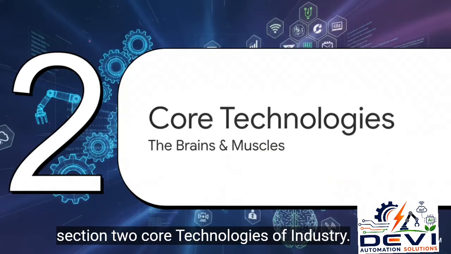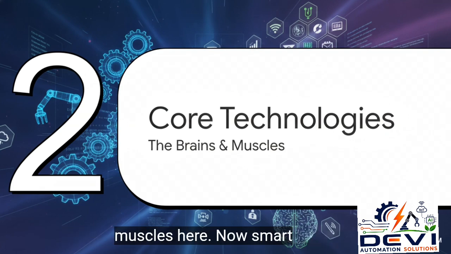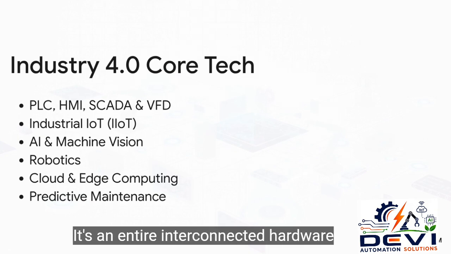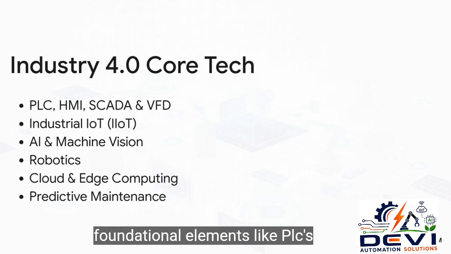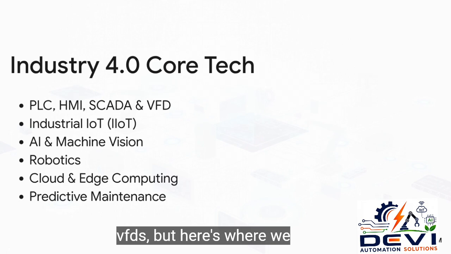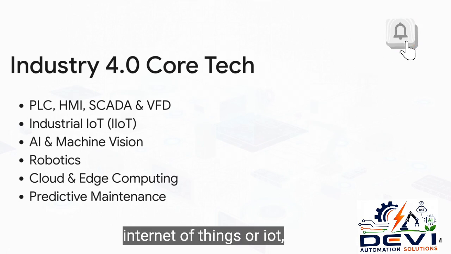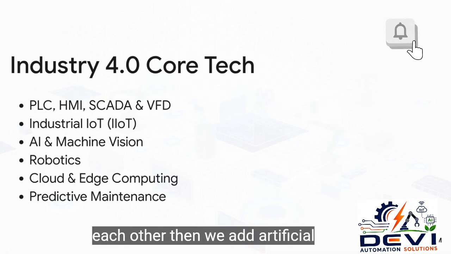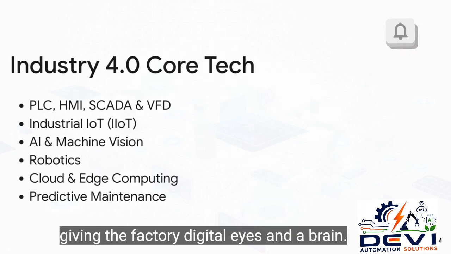Moving right along to Section 2, core technologies of Industry 4.0. We're talking about the brains and the muscles here. Now, smart manufacturing isn't just one magic tool. It's an entire interconnected hardware and software architecture. On the control side, we've got the heavy hitters, the foundational elements like PLCs, HMIs, SCADA systems, and VFDs. But here's where we supercharge them. We bring in the Industrial Internet of Things, or IIoT, which allows all these devices to actually talk to each other. Then we add artificial intelligence and machine vision, literally giving the factory digital eyes and a brain.